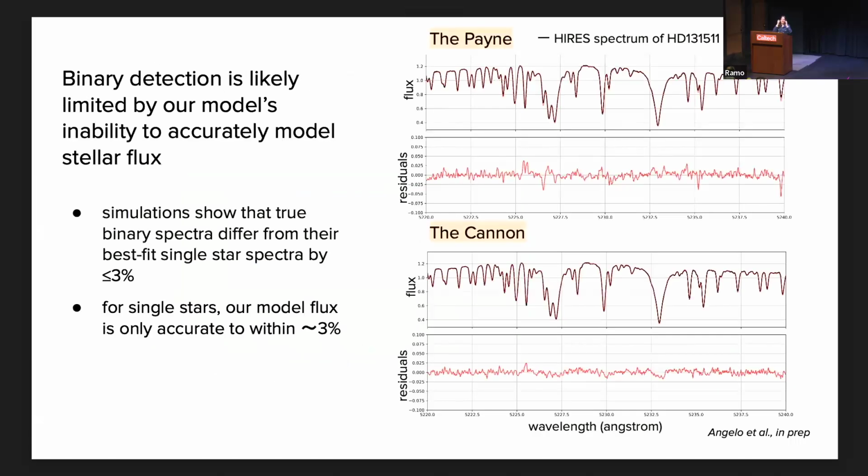So here's what I think is going on. We predicted that the binary should deviate from the single star by about 3%. But what I'm finding is that our single star model isn't even able to accurately predict the flux of the stars to better than 3%. So you can see here, I fit our data-driven models to a couple of known single stars, and you can see in the residuals that the model's not doing a great job fitting the data. And so if our model uncertainty is 3%, then we're not going to be able to detect these 3% fluctuations that the binary should possess. So we're limited by the performance of our data-driven models.